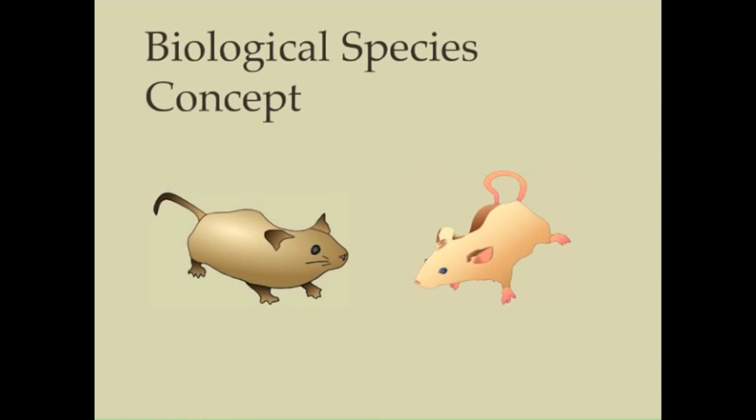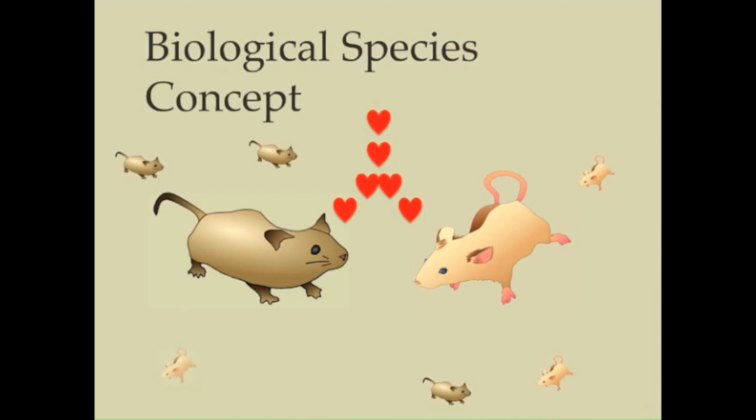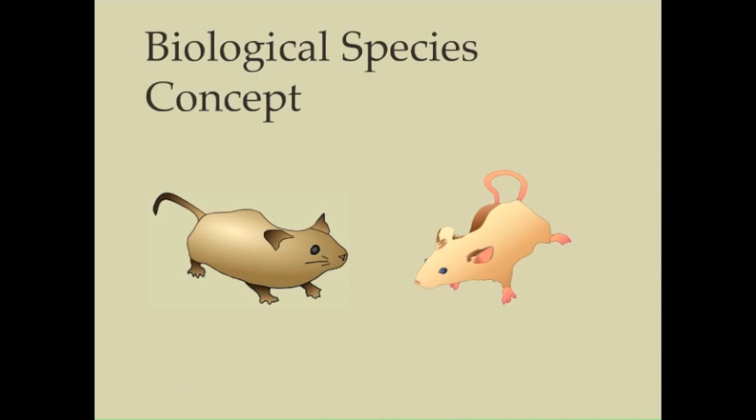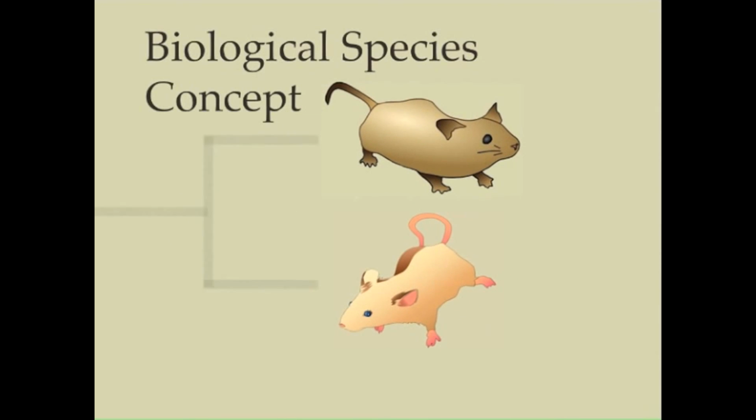The biological species concept is one of the most frequently applied species concepts. It states that if organisms are able to reproduce and create viable fertile offspring, then they are the same species regardless of any differences in morphology, physiology, or geography. If, however, one population of these mice has changed to the point where it is no longer willing and or able to reproduce with other populations, then we can consider it a different species that has diverged from the original lineage.